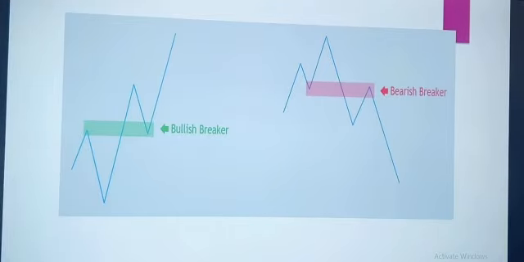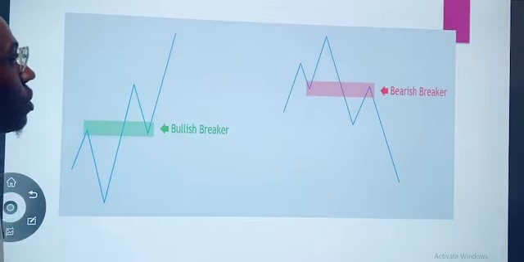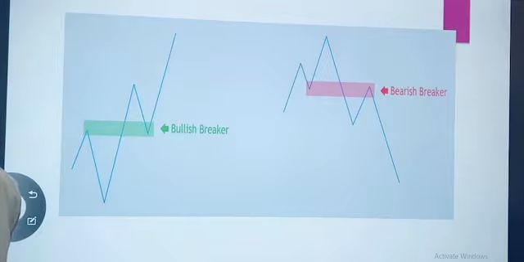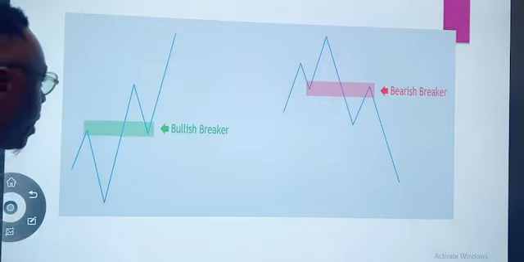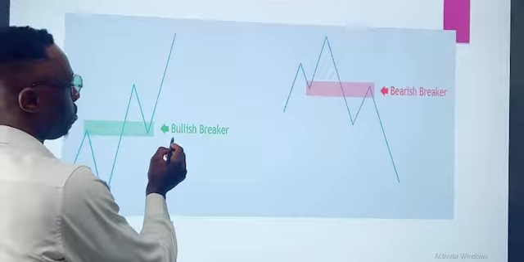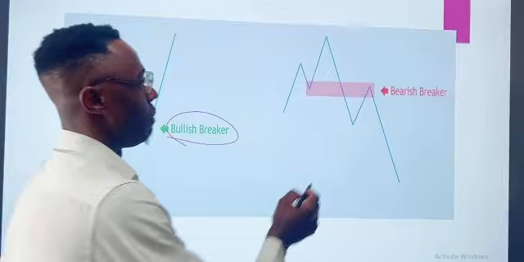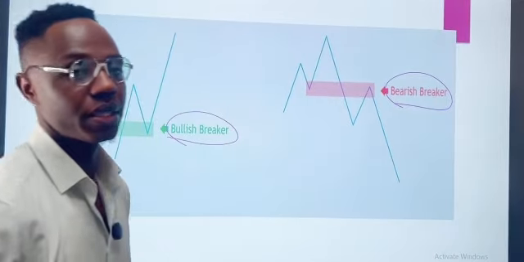Now we have two types of breaker block. Like I told you, every strategy has two types: the bearish side and the bullish side. So now we have the bullish breaker block and what? The bearish breaker block. Very important.